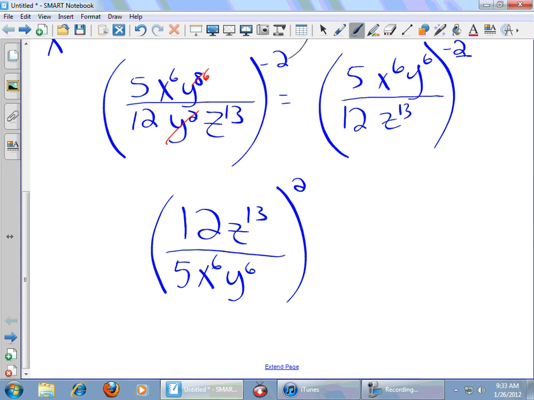Because I didn't do anything with the 2, I only did something with the negative. I flipped the fraction and therefore the sign changed on the exponent. Now I'm ready to evaluate my fraction, to apply the exponent.